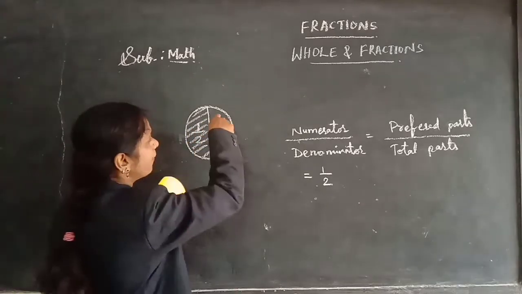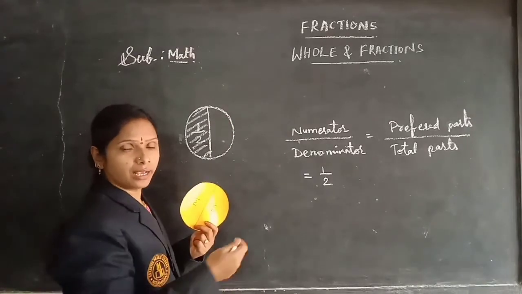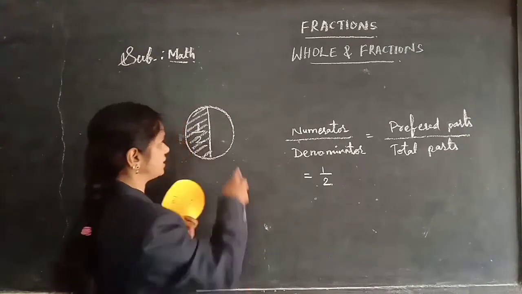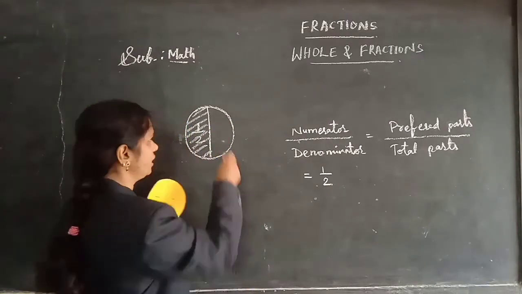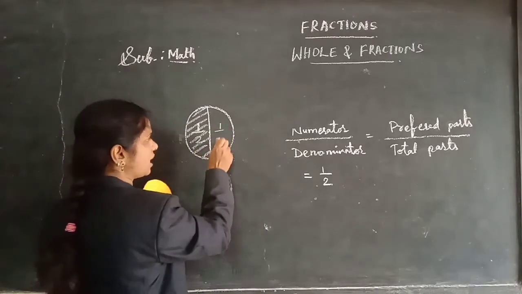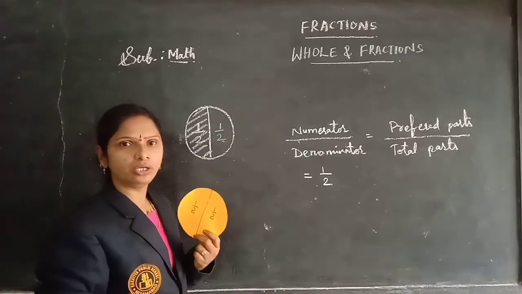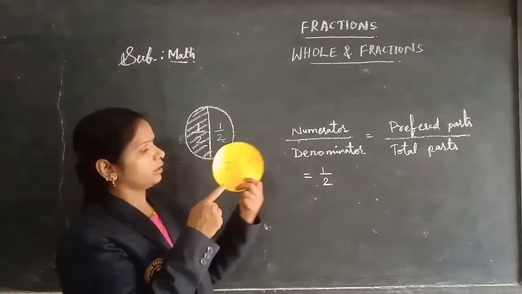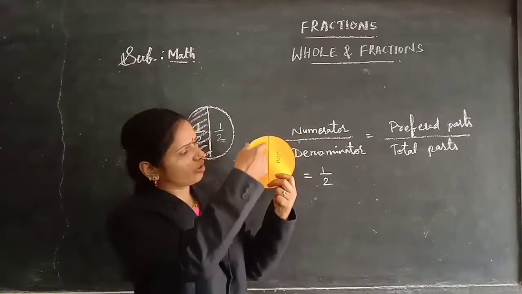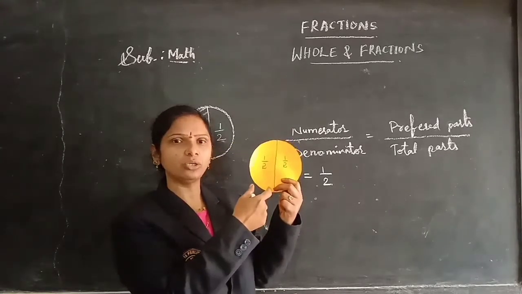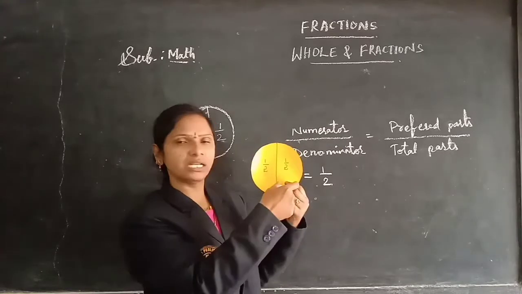What is the fraction of the unshaded part here? Here I am preferring the unshaded part. Unshaded parts are 1 and total parts are 2. So 1 by 2. The fraction of only this part is 1 by 2, and the fraction of only this part is 1 by 2.